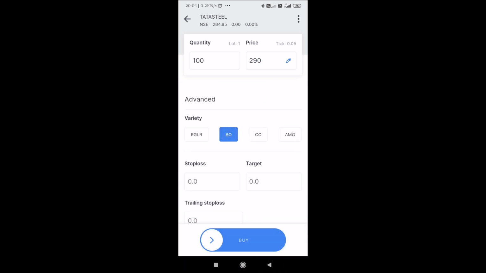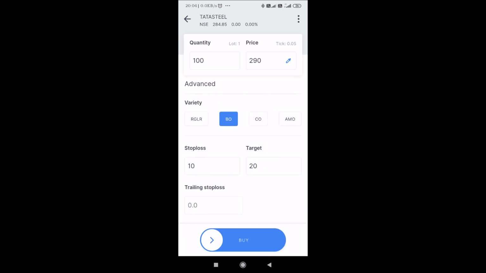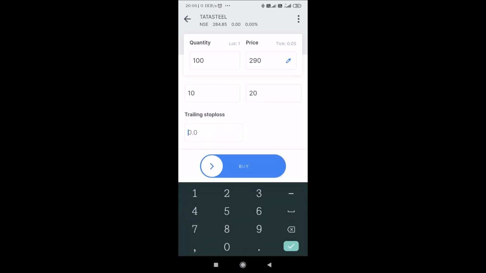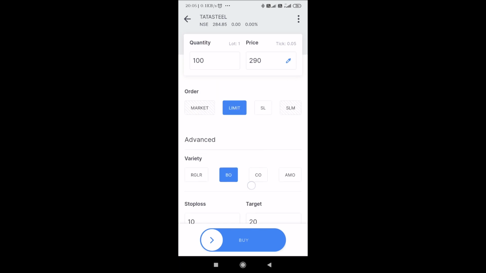Regular order, bracket order I have already explained. So here you will enter the absolute value. I want the stop loss to be 10 rupees and the target to be 20 rupees. So what is my target now? Target is at 310 and the stop loss is at 280. Trailing stop loss I want is 5 rupees. If the price moves in my direction by 5 rupees, I want the stop loss to jump 5 rupees more. It means if it goes to 295, my stop loss would be 285 rupees. So this is the same.